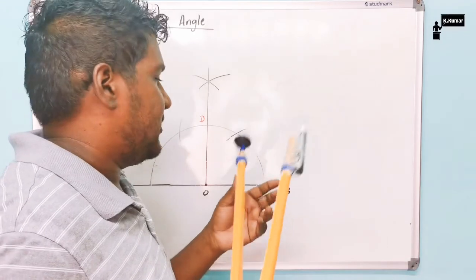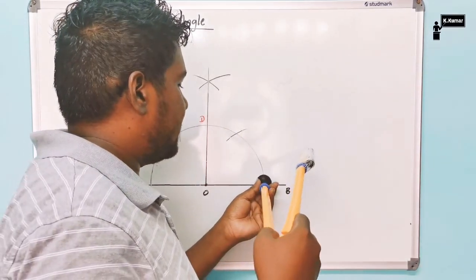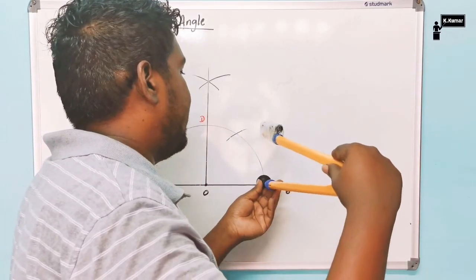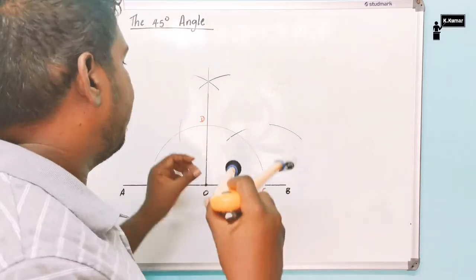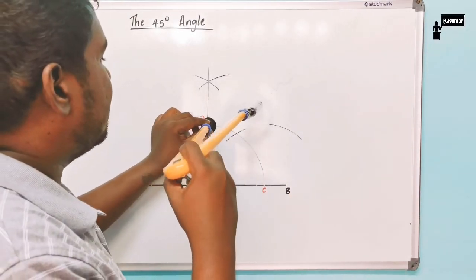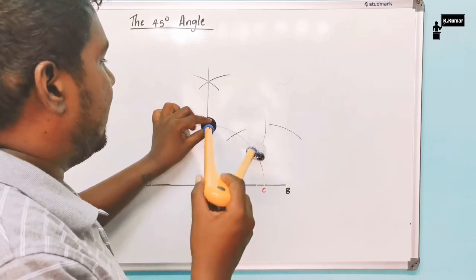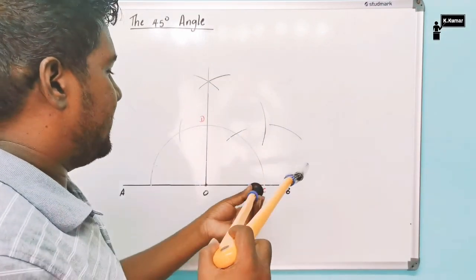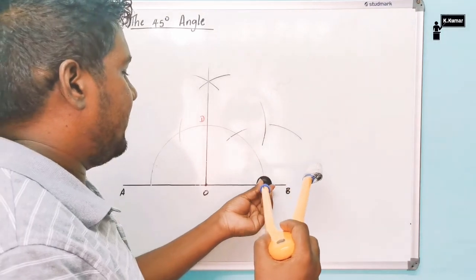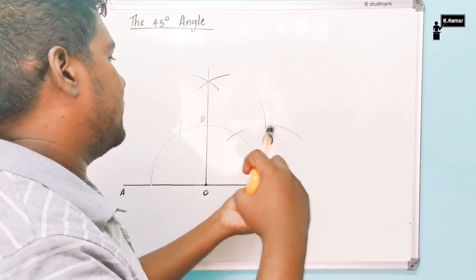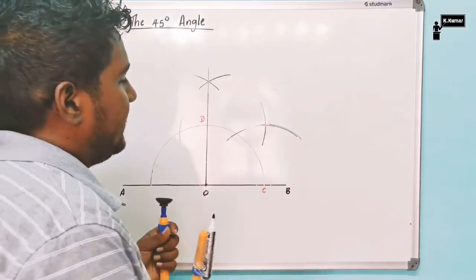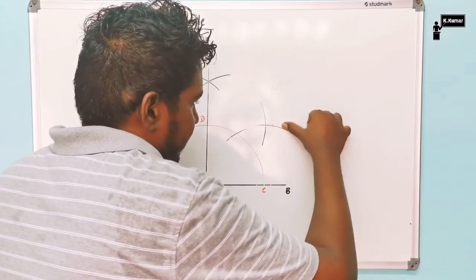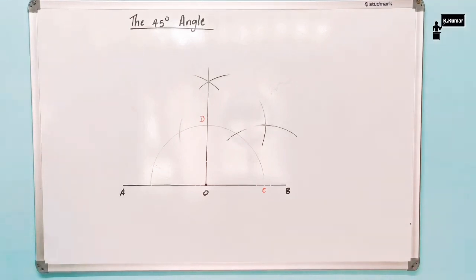You place the compass point at C. I'm still using the same measurement. You place the compass point at C and you scribe an arc on the outside, and then you place the compass point at D and you scribe another arc. If you notice that it didn't intersect, so let me come back here and just ensure that they intersect.